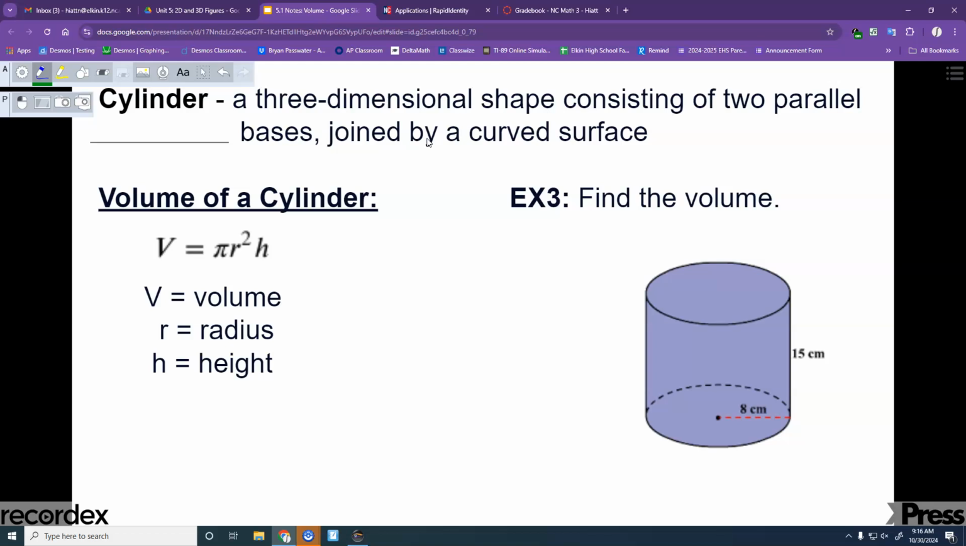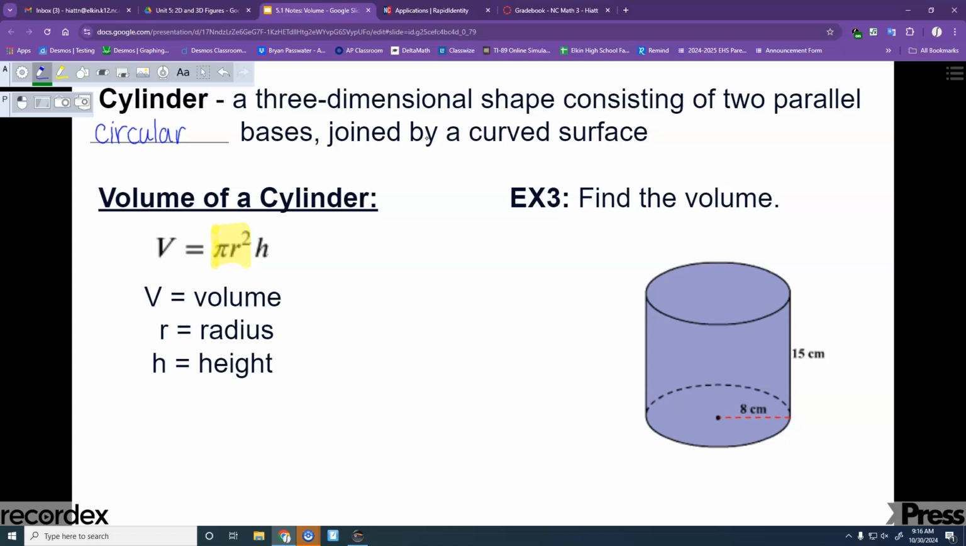But for a cylinder, your area of the base, right here, is pi r squared. That's our area of a circle. So a cylinder is a three-dimensional shape consisting of two parallel circular bases joined by a curved surface. Okay, we need to add this to our note card.